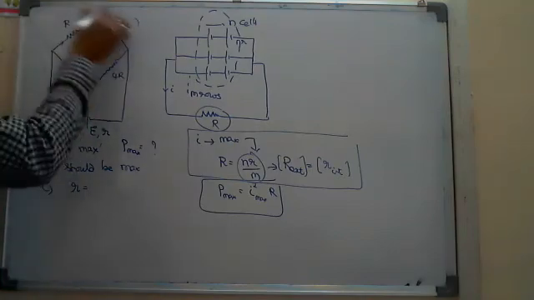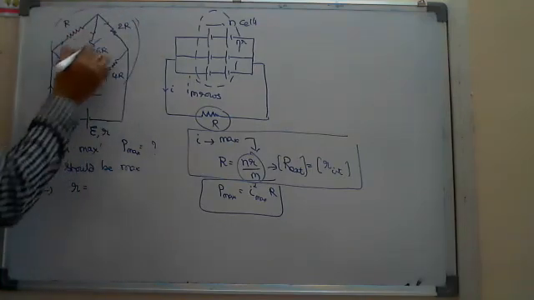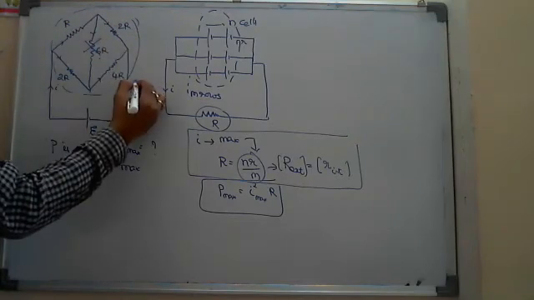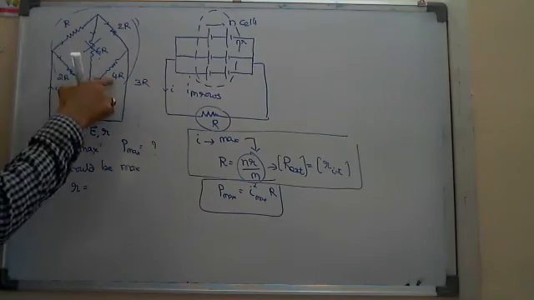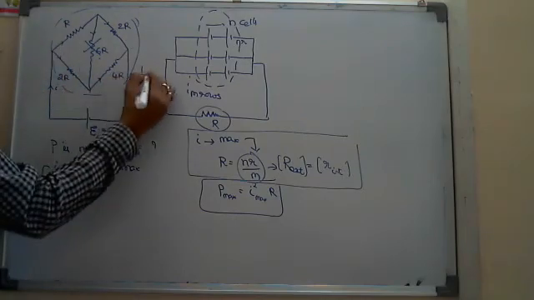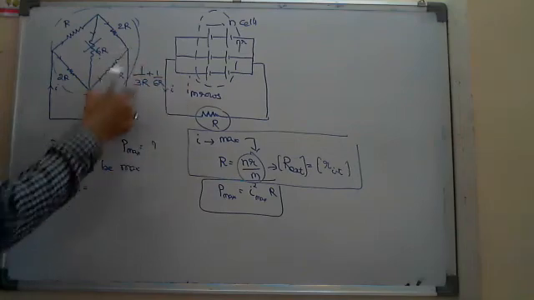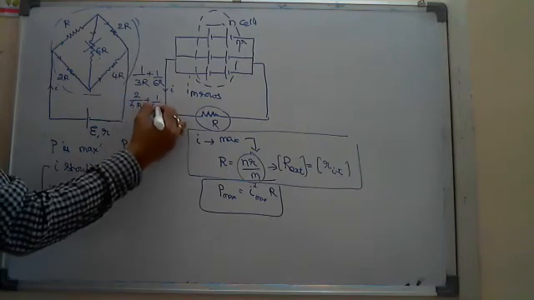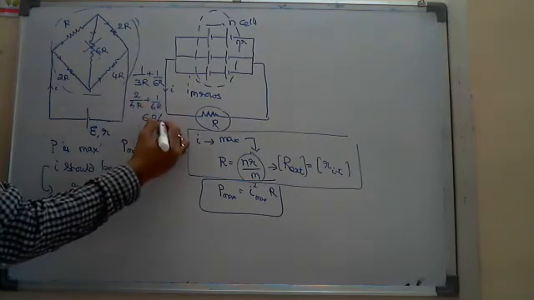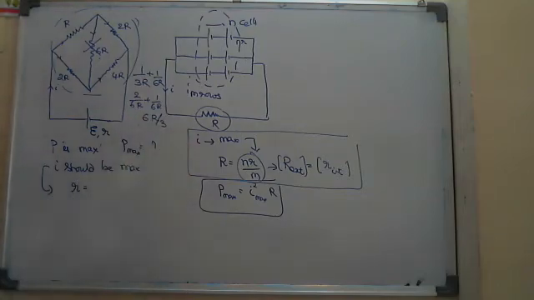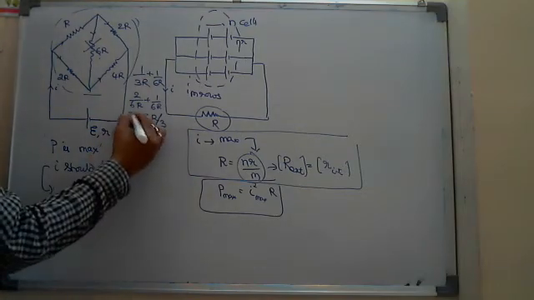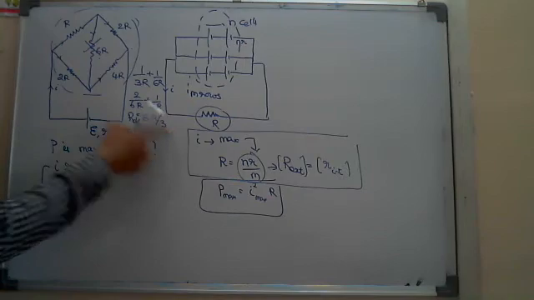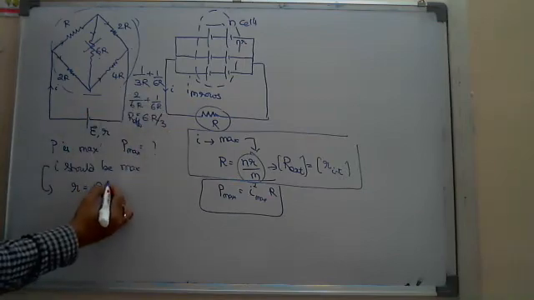Since it is a Wheatstone bridge, there is no use of this resistor. These two are in series, R plus 2R, that is 3R, and 2R and 4R are in series, 6R. They are in parallel: 1 by 3R plus 1 by 6R, which is 2 by 6R plus 1 by 6R, which is 6R by 3, which is 2R. So the effective external resistance is 2R. So small r should be equal to 2R.